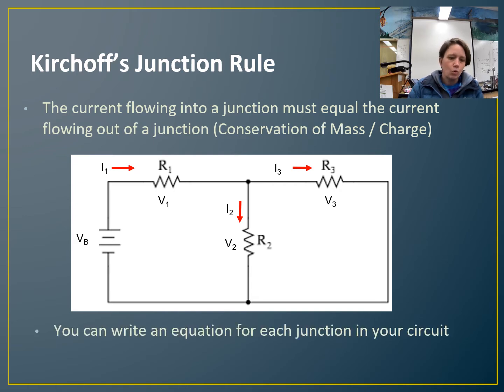So you can make an equation for each junction in your circuit. For example, that top junction, you could write I1 equals I2 plus I3 because you have I1 going in and I2 and I3 going out. You could also write an equation for the bottom junction, and that would look something like I2 plus I3 equals I1. You can see those equations are essentially identical, but the point being that you can write this equation for any junction in your circuit.